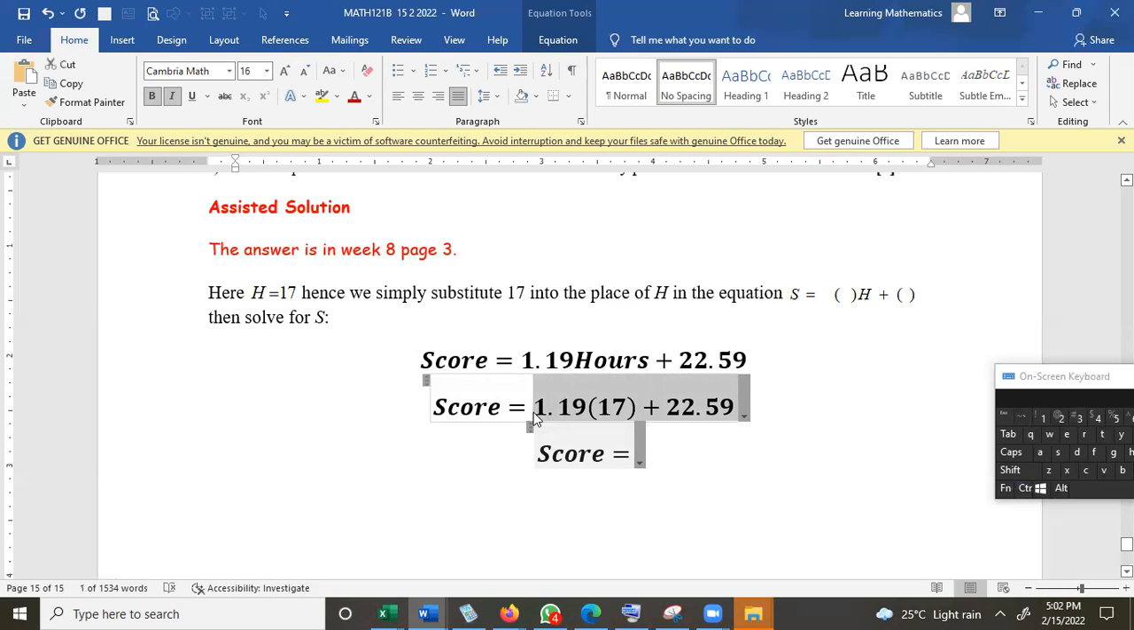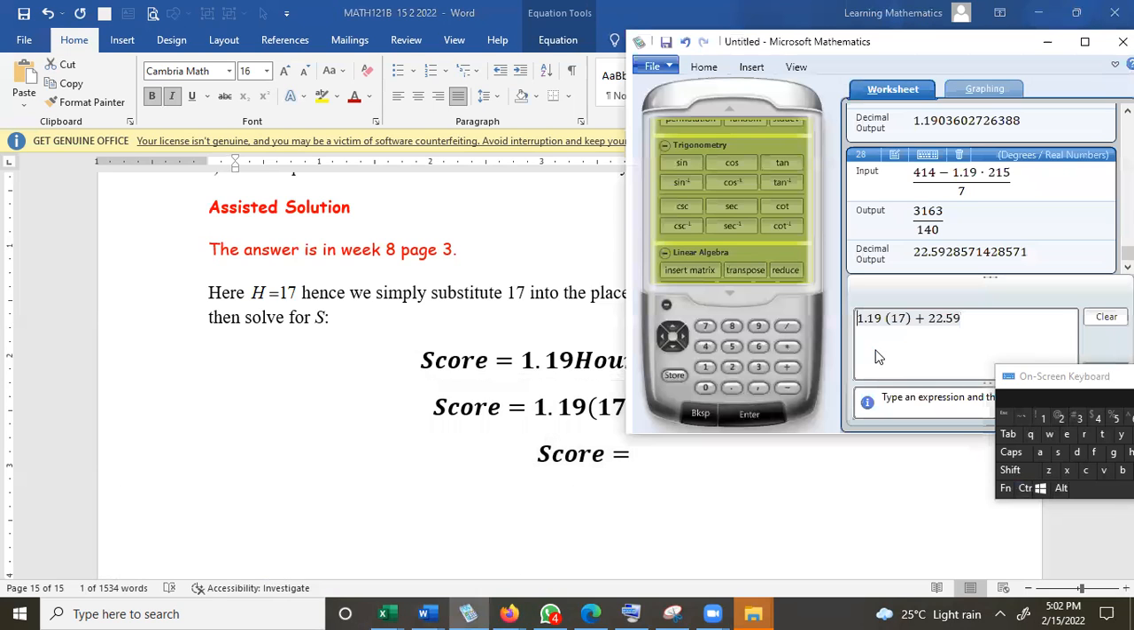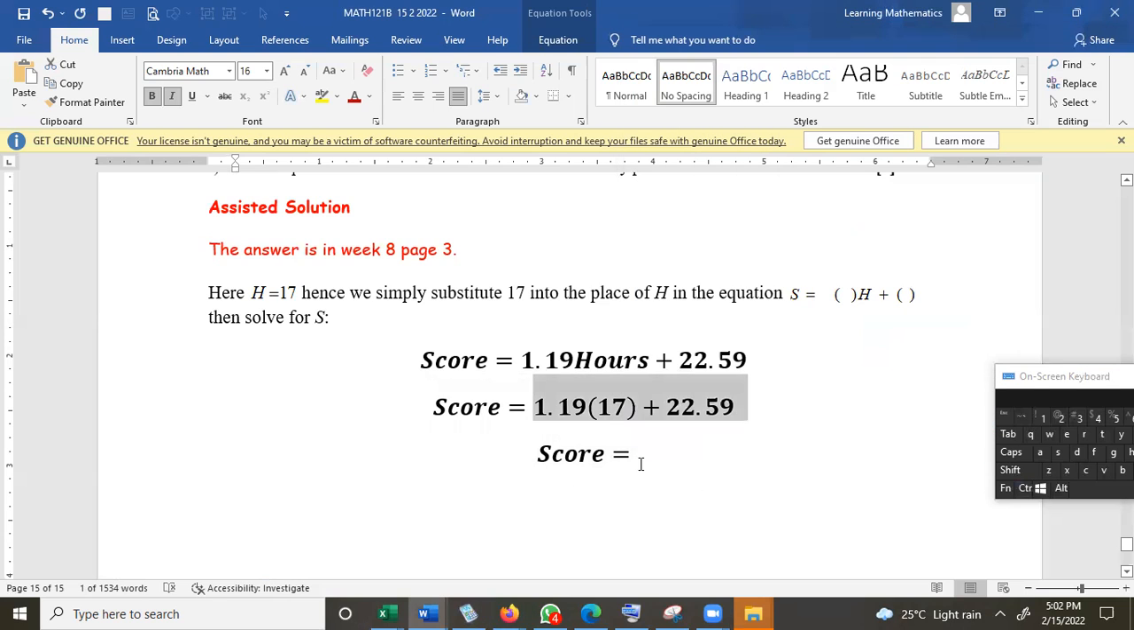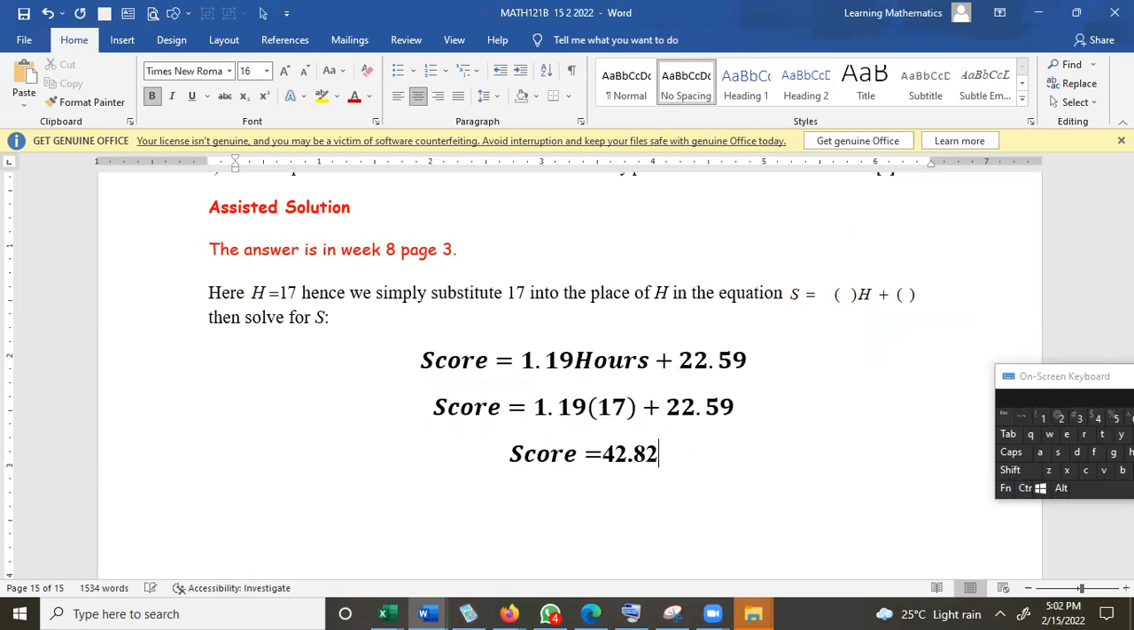So after substituting 17 in the place of hours, you go to your calculator. 42.82 according to these numbers. Remember, this is a hypothetical example, but this is research that can happen in the real world, and you can actually take a look at it.